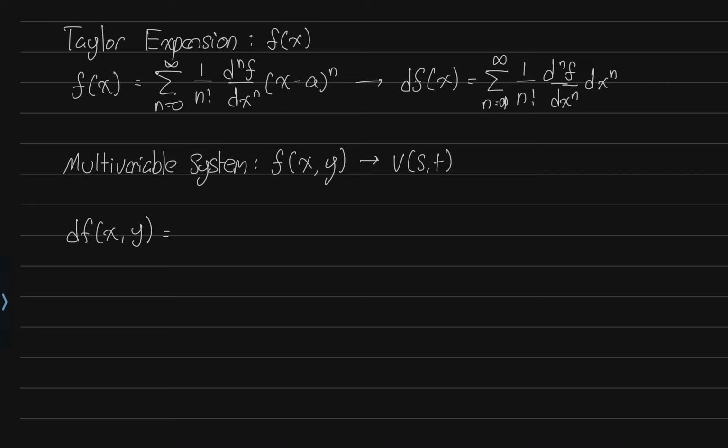We would have two kinds of first derivatives. So we would have the partial derivative of f with respect to x times dx plus our partial derivative of f with respect to y times dy. And this is going to be our first term.